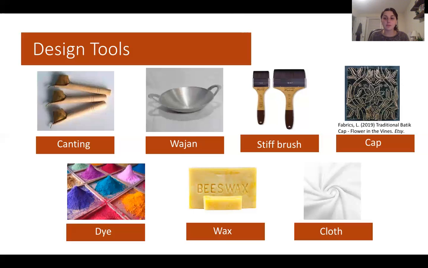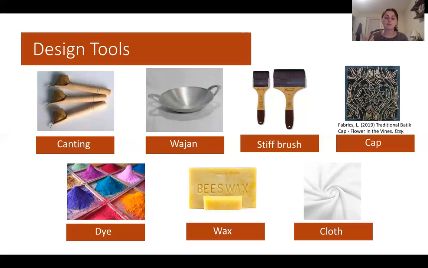So other ways of applying the wax to the fabric, besides the canting, is a stiff brush. And so the stiff brush is usually used to cover a lot larger areas. If you outline something and you want to fill it in quickly and you don't want to waste your time using that tiny, tiny spout to fill it in, you can use a stiff brush just by dipping it in the wax and painting it on like a paintbrush.